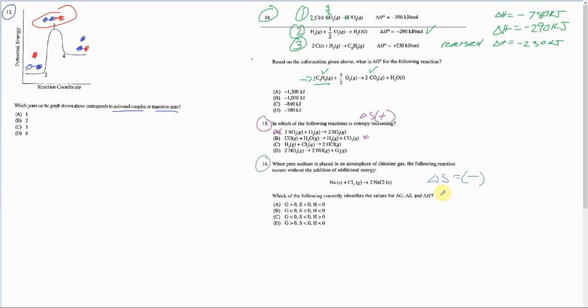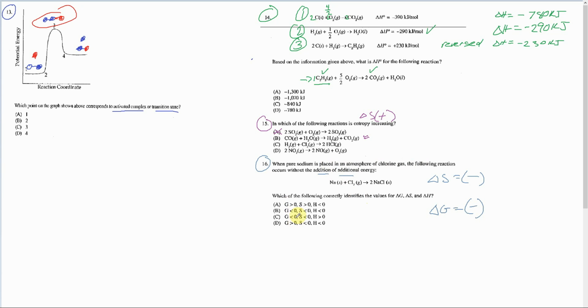Then if we're going to figure out delta H, do they give us any hint? When pure sodium is placed in an atmosphere, the following reaction occurs without addition of additional energy. That's a little redundant. Well, no, they didn't give us a lot of energy. I think they say if it occurs without the addition of additional energy, I have a feeling they're saying it's spontaneous. I want to say delta G is negative.